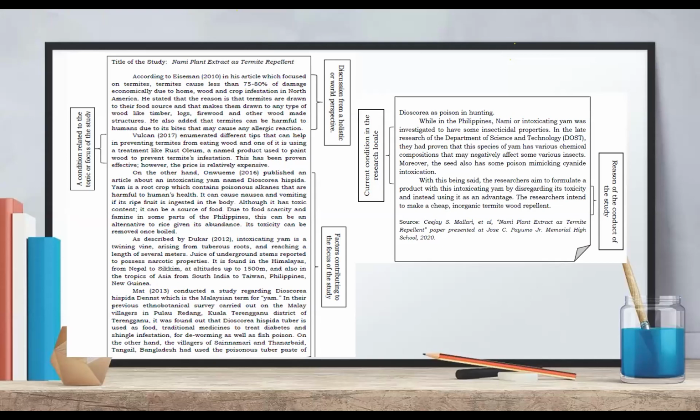According to Iceman 2010, in his article which focuses on termites, termites cause 75% to 80% of economic damage due to home, wood, and craft infestation in North America. He stated that the reason is that termites are drawn to their food source, which makes them drawn to any type of wood like timber, logs, firewood, and other wood-made structures. He also added that termites can be harmful to humans due to their bites that may cause allergic reactions.